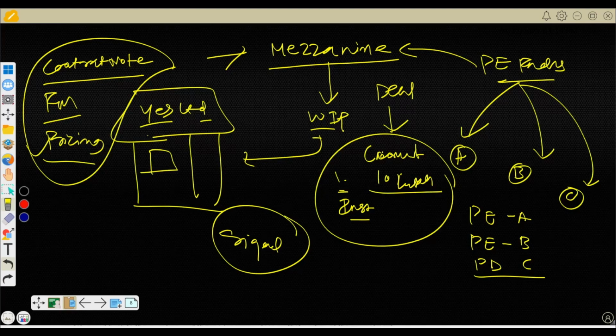Okay, anyways, so now, types of private equity funds. These were the strategies that you would see, the different strategies of private equity funds investment. And officially we have only two types.